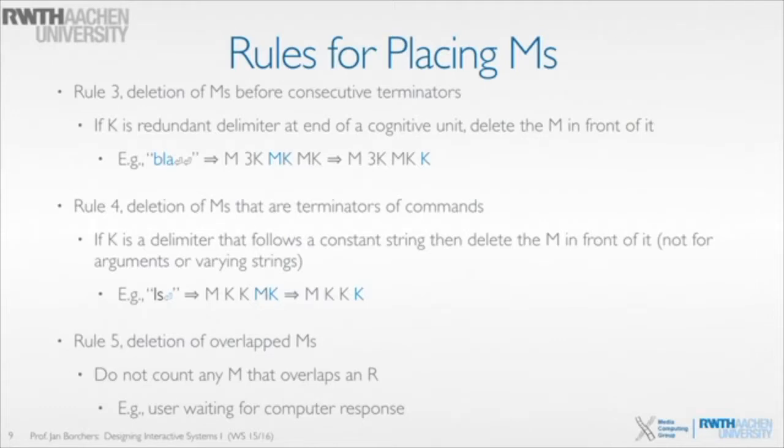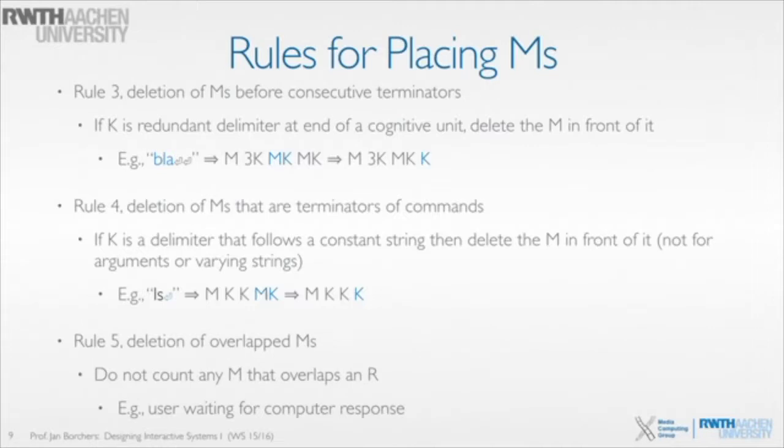Next one, you take away M's before consecutive terminators. That would be if you have to, for example, type this blah and then two return keys, you're not going to stop between those two return keys. Those are both delimiters that are consecutive, so you take that M away as well. So that's why it's missing in between here, right? So that one goes away.